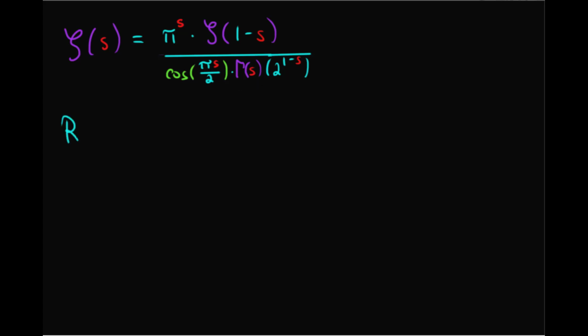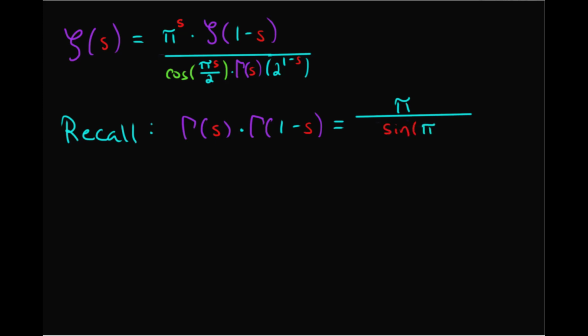Some of you may already know that Euler discovered a beautiful functional equation for the gamma function. This is called the sine reflection formula. It relates the gamma function in an amazing way to the sine function. And the formula states that gamma of s times gamma of 1 minus s equals pi over sine pi s.